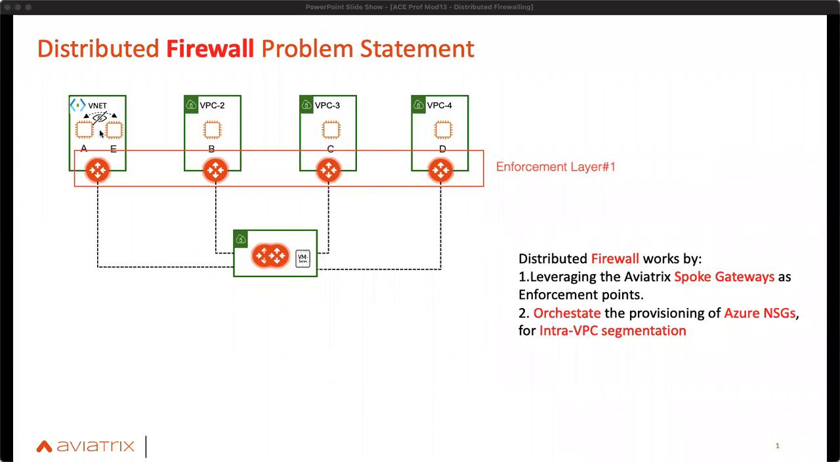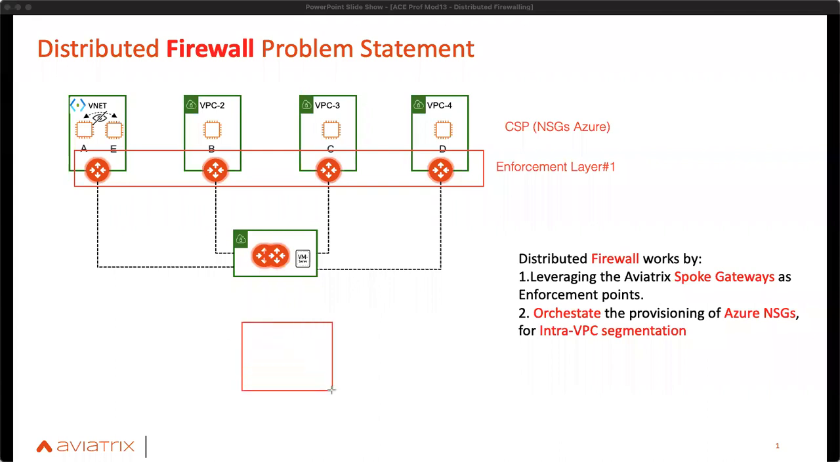Well, we can orchestrate the CSP constructs, which means enforcement layer number two is going to be the CSP, which is things like network security groups on Azure. Obviously, this will also come for other cloud service providers. So think about a firewall that you configure from a single pane of glass, and that firewall goes and looks where it needs to push the rules to which firewall. So think about it like this.